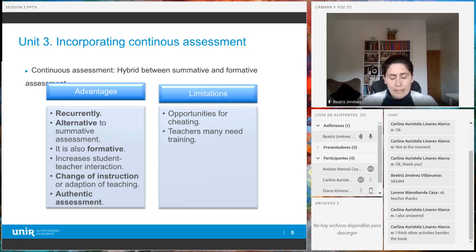It can also be classified as authentic assessment, okay? So we can use it, as I told you, instead of summative assessment or as a supplement to it.